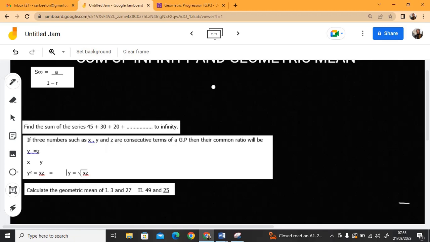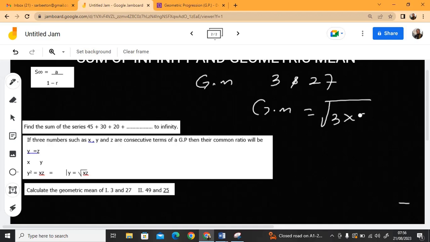If I give you something, for example, let's say you find the geometric mean of 3 and 27. What's the geometric mean? What you are going to do is that you find the square root. It's just going to be the geometric mean. There's nothing hard in this one. It's just the square root of multiplying this and this together. 3 times 27, and 3 times 27 is 81. So square root of 81 is 9. That is geometric mean.